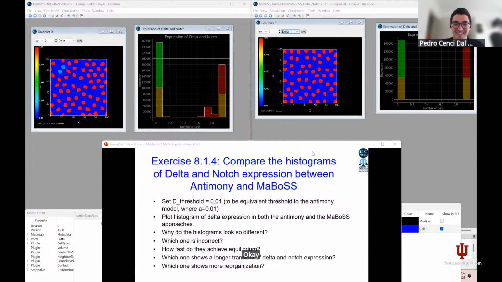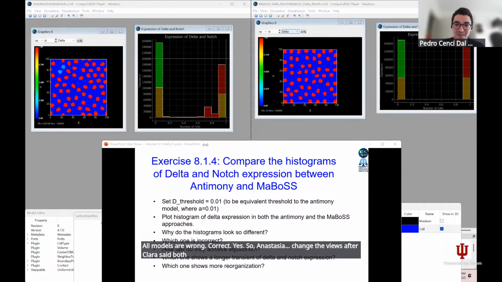Okay. I like the answers in the chat. This is not a question we can answer. So yeah, probably neither or both. All models are wrong. Correct. Yes. So Anastasia changed views after Clara said both. All models are wrong. Good.